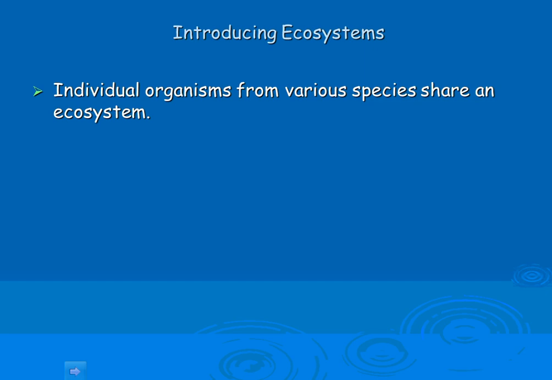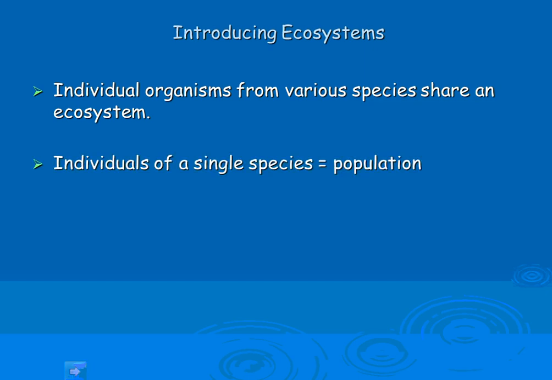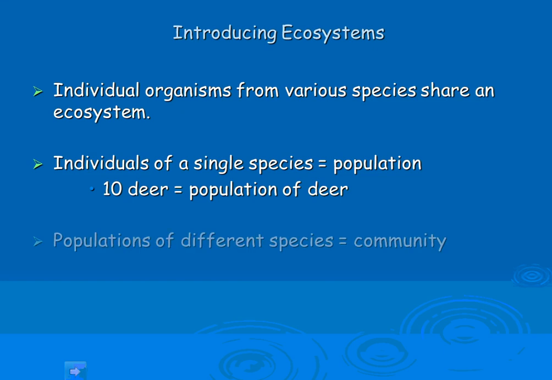And so what we're going to look at now are the different organisms that are within an ecosystem. And basically, if you have a group of individuals of a single species, that gives you a population. So for example, if you have, say, 10 deer in an area, that's a population of deer, or it could be 20 geese, or 2,000 ants. That's a population of those.